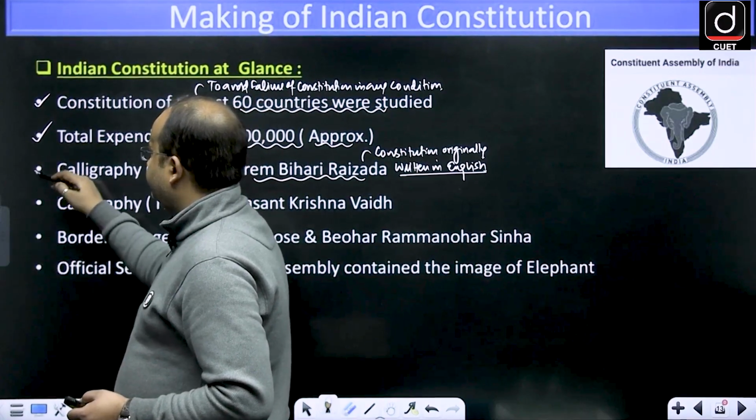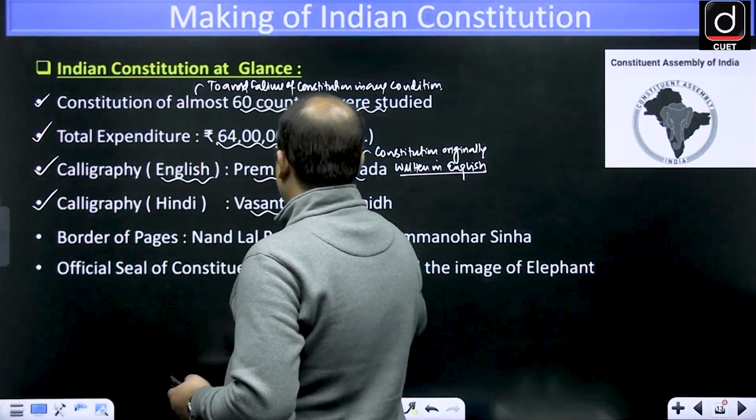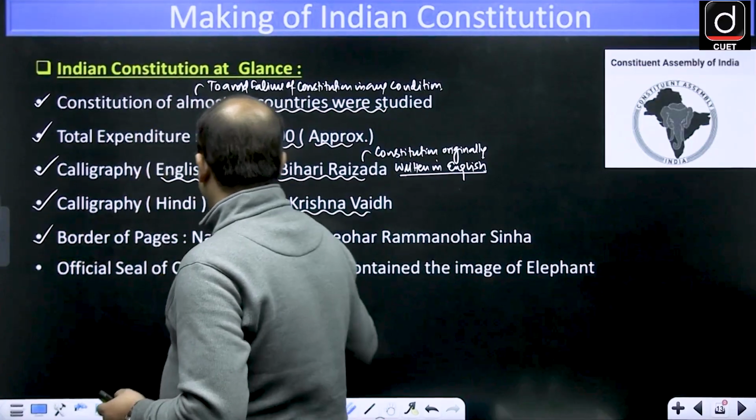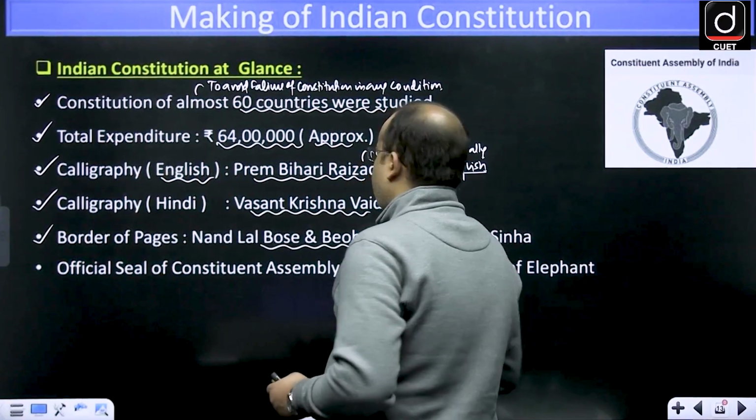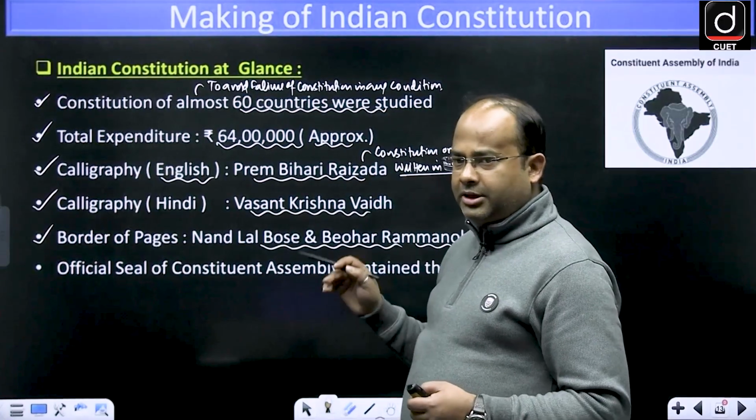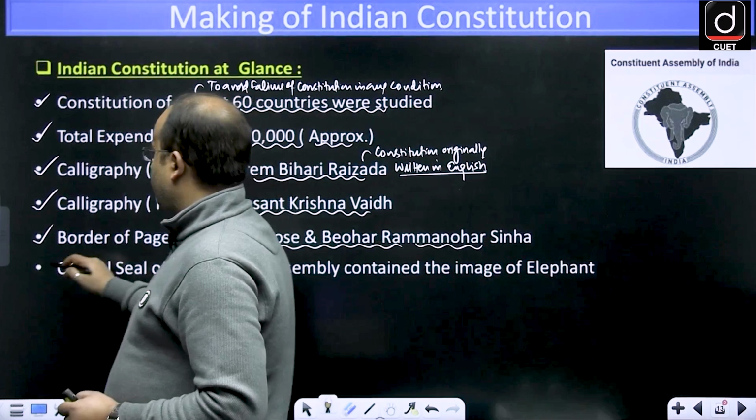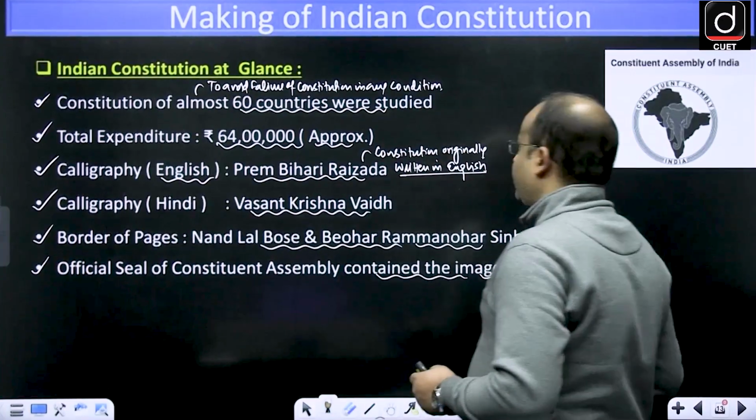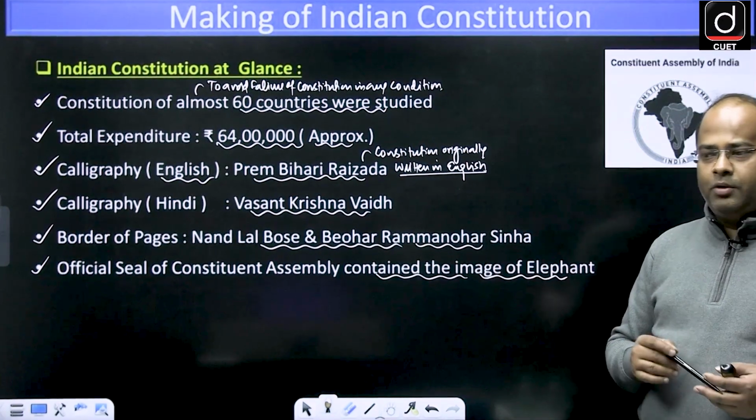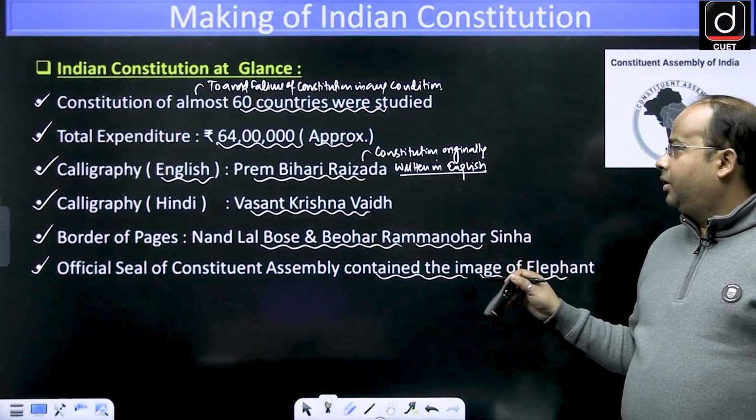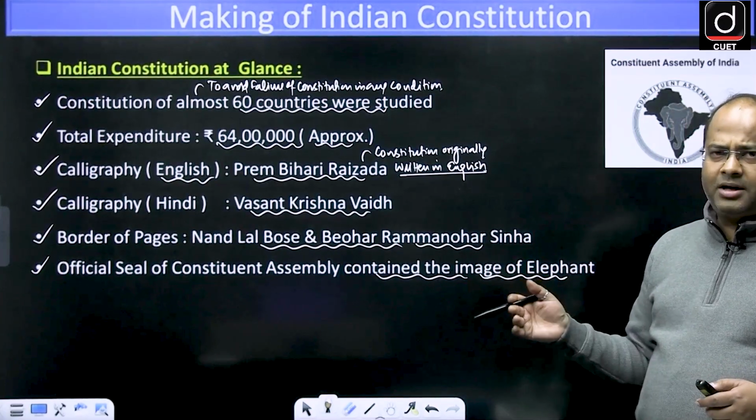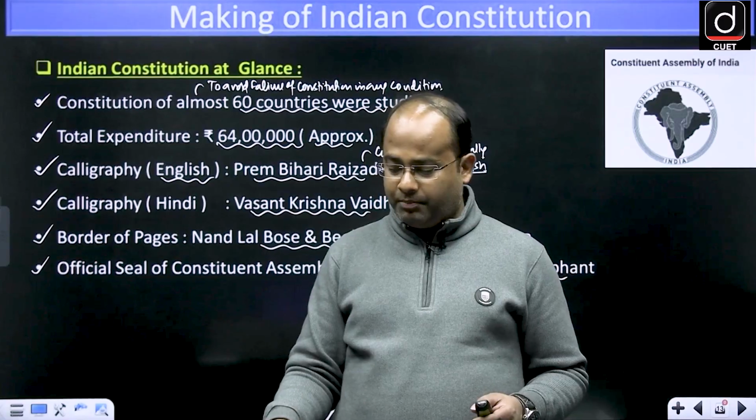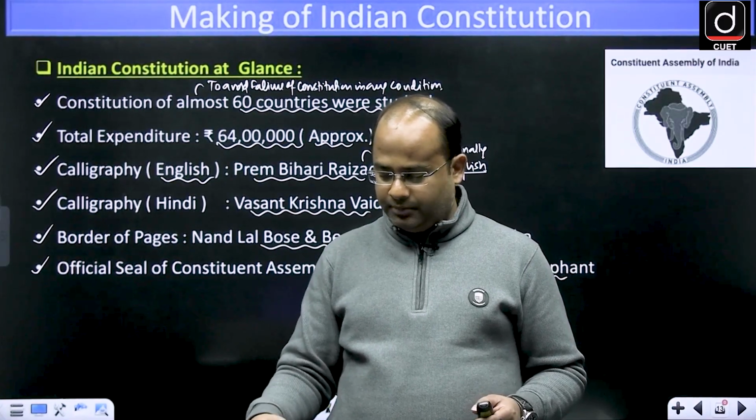Calligraphy in Hindi was done by Vasant Krishna Vaidya, and the border of the pages was designed by Nandalal Bose and Beohar Ram Manohar Sinha. They were artists from Shanti Niketan. The official seal of the Constituent Assembly contains the image of an elephant, because it is said to be a very wise and bulky animal, and the Indian Constitution is the bulkiest constitution of the world.